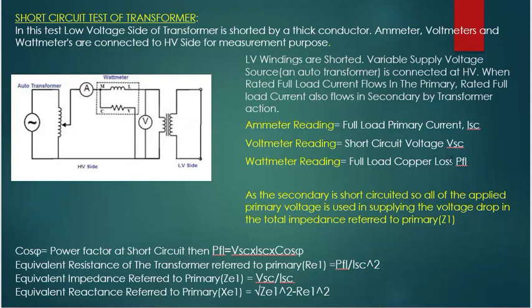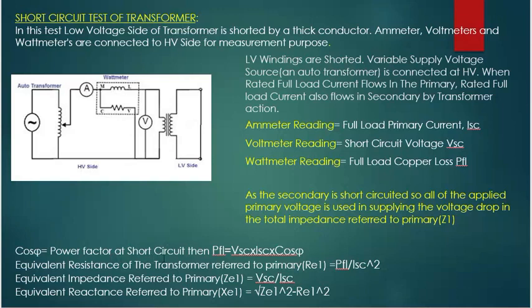As the secondary is short circuited and the short circuit voltage is very low, and as the voltage is low, the core losses will be very small, so they can be neglected, and the reading of the wattmeter is only the full load copper loss.